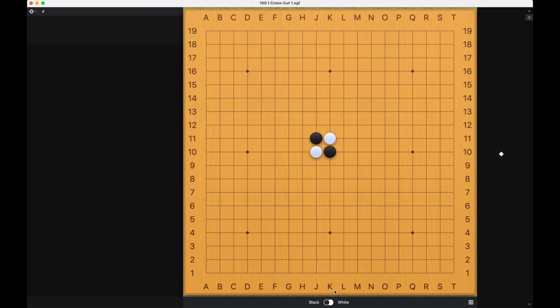In this lesson, let's talk about the crosscut. So what is a crosscut? The basic pattern is here. The two black stones and the two white stones have cut each other. They are separated, meaning if black is to capture white, black has to capture these two white stones separately, like this.